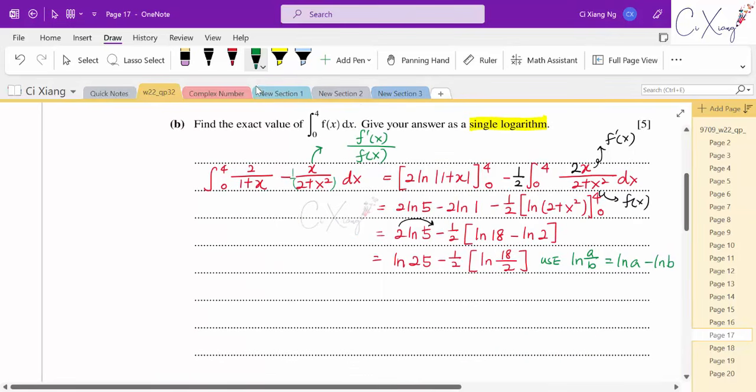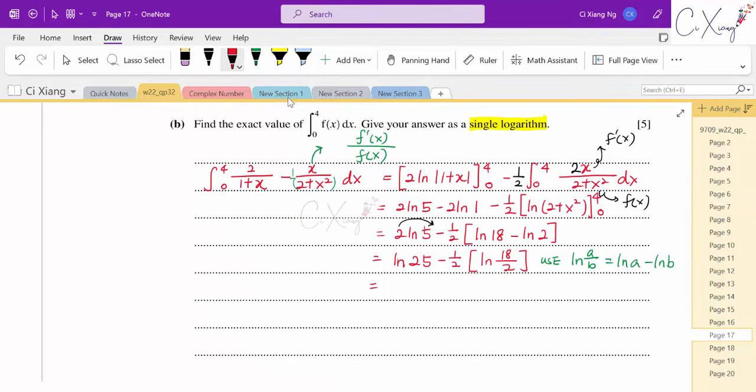Then after that, what do I have here? I'm having ln 25. Then minus, we are having ln 9, and I pull back the square root, the half, so it becomes square root of 9. So it becomes ln 25 minus ln 3. Then again, I apply this rule one more time, going backward again. So I will have ln(25 over 3) because of divide. And you can see that our answer here is in a single log form.